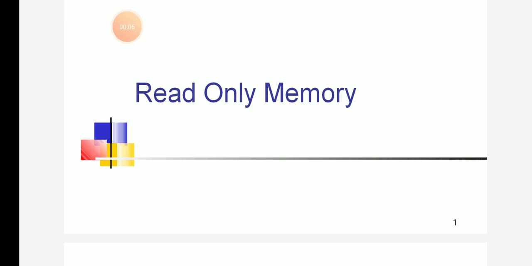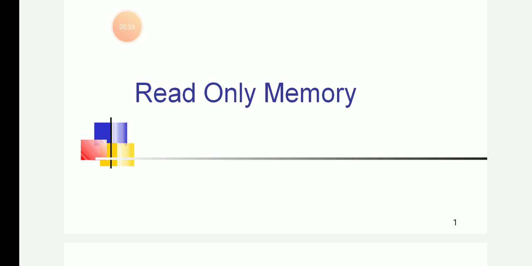Myself UJ Maishale. So today we are going to discuss the ROM concept, that is read only memory. In the last video we completed RAM, that is the random access memory. In that we have seen the block diagram of RAM and also the types of RAM.